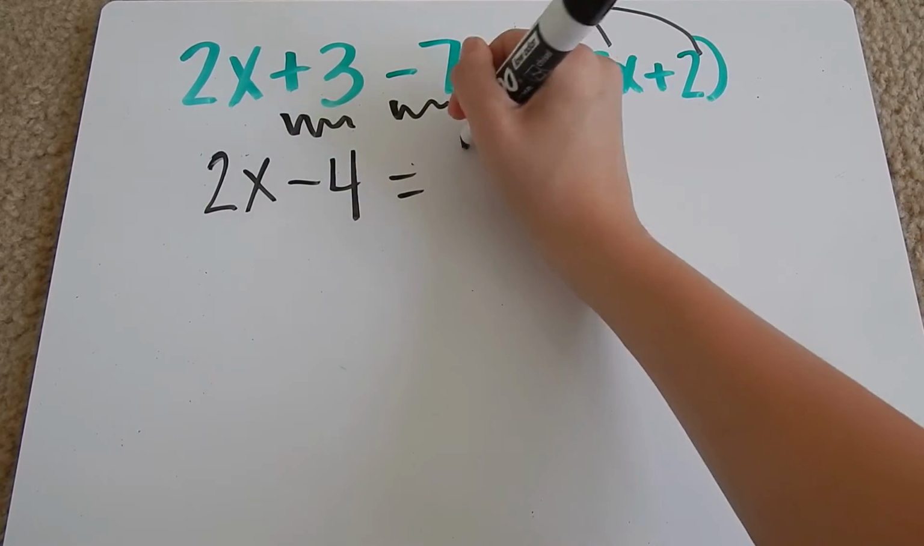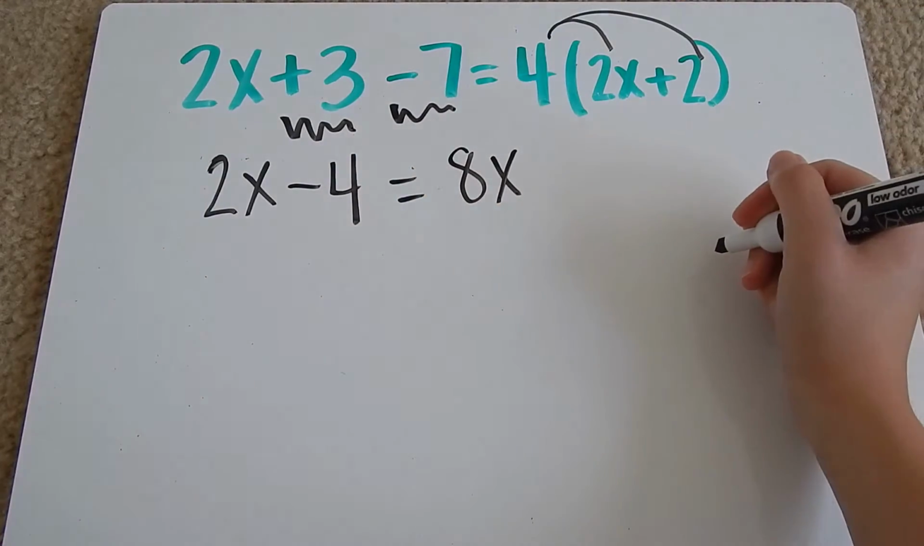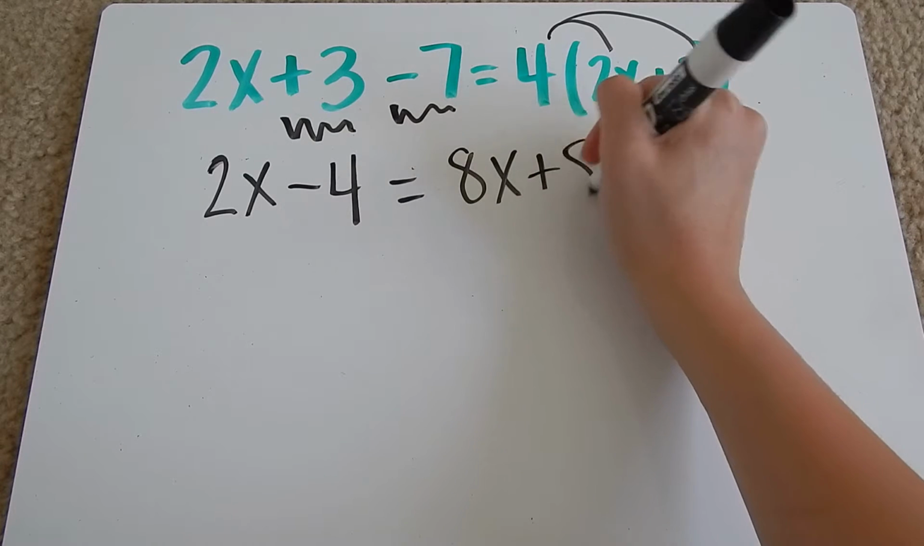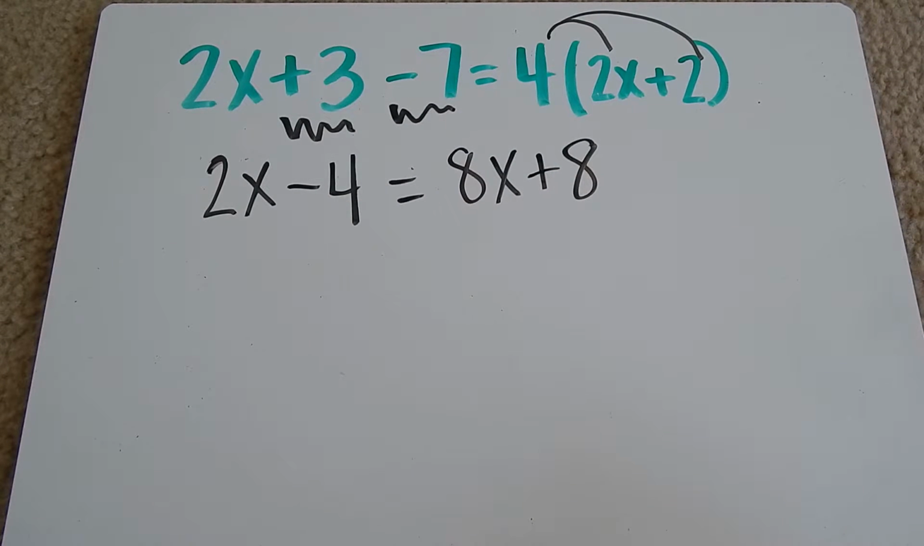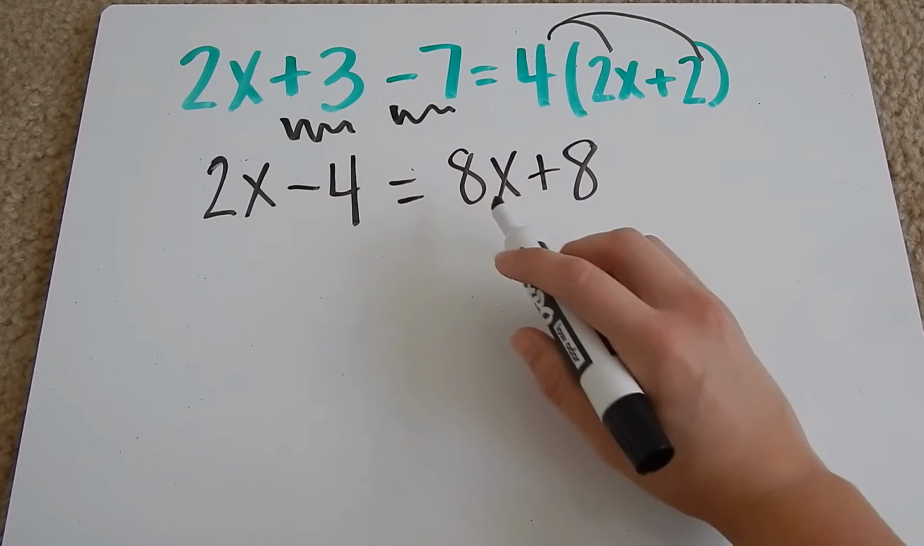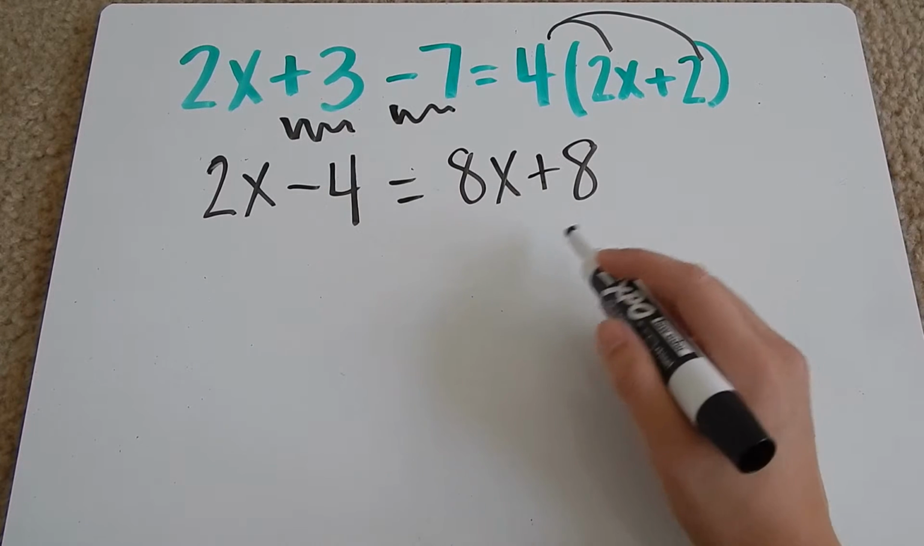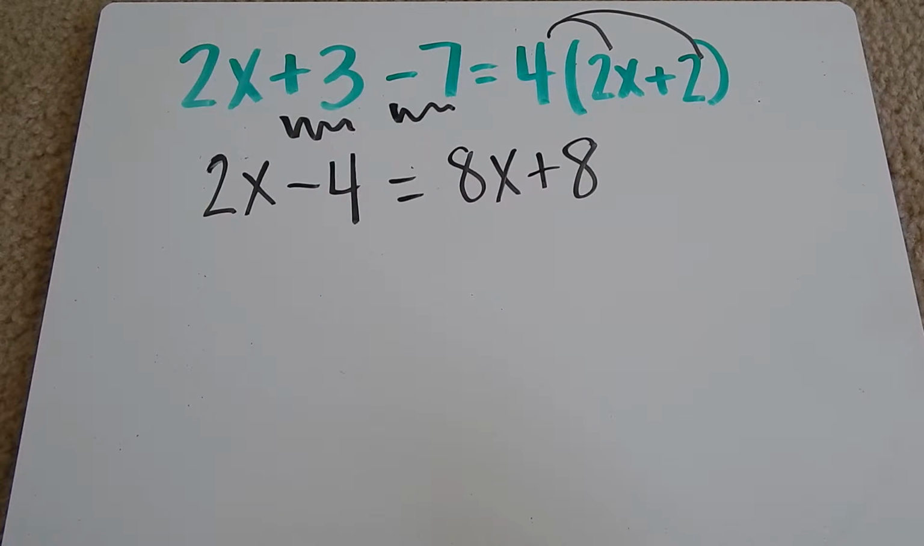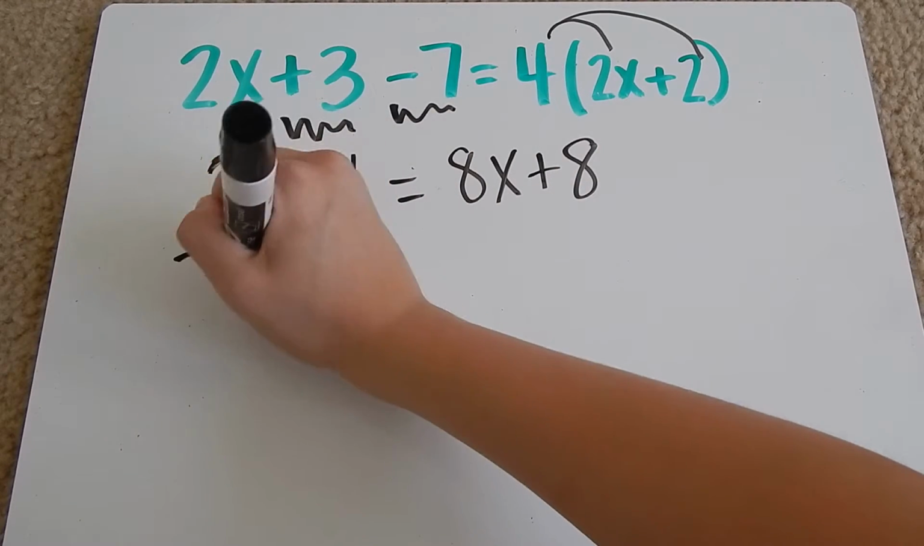4 times 2x is 8x. 4 times 2 is positive 8. Always after I distribute, I want to make sure all my like terms are combined. So once I distributed my 4, 8x plus 8, I cannot combine those, and so my like terms are already combined. Then our third step is to get all the x's to one side. So again, I want positive x's, so I'm going to subtract 2x from both sides.